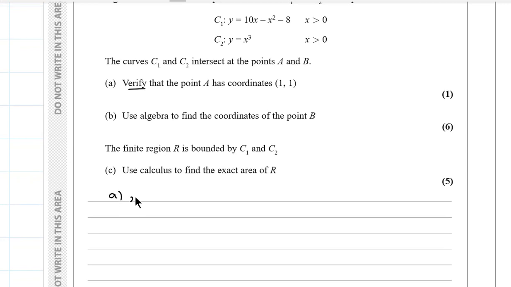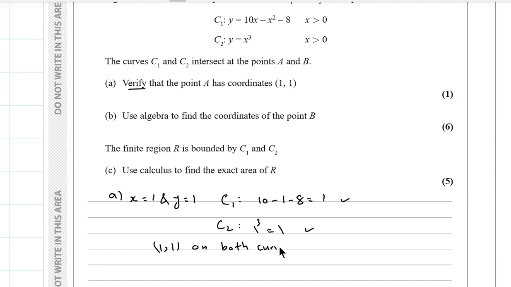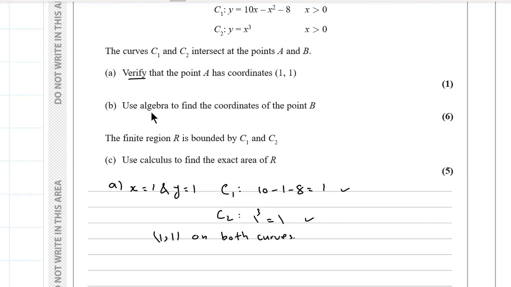So we can answer part A directly by putting x equal 1 and y equal 1 in both curves, and then comparing the two sides. If we put x equal 1 in the first curve, C1, the left hand side is 1 and the right hand side will be 10 minus 1 minus 8, which is 1. And for the second curve, if we put x equal 1, we have, of course, 1 equals 1 cubed, which equals 1. So it is also correct. So 1 and 1 must be on both curves. Very easy.